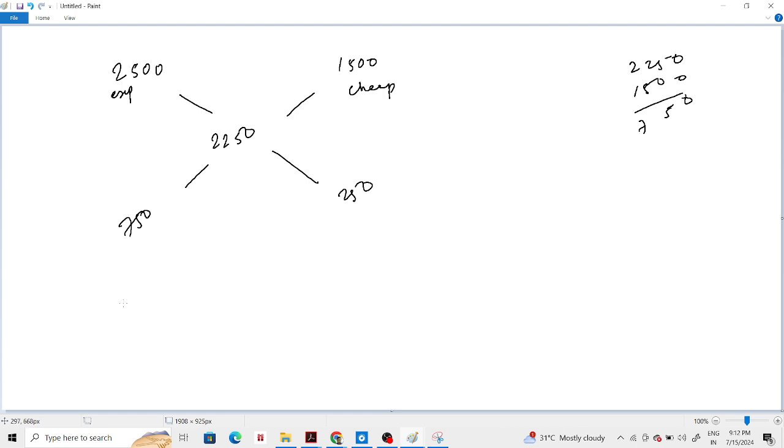Quantity, you see what has been asked: in what ratio should coffee powder costing 2500 be mixed with coffee powder costing 1500? That means the expensive one divided by the cheaper one. So below expensive, what do we have? 750. Below cheaper one, what do we have? 250. That is 3 by 1.